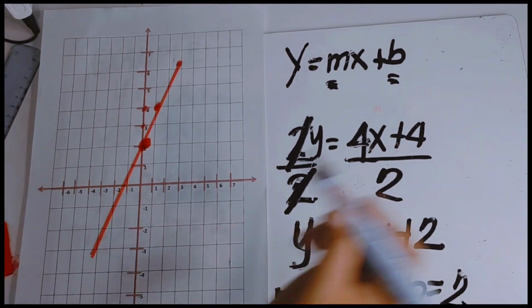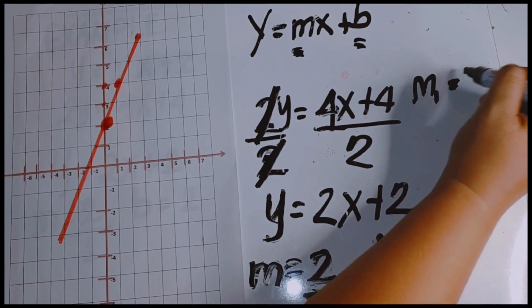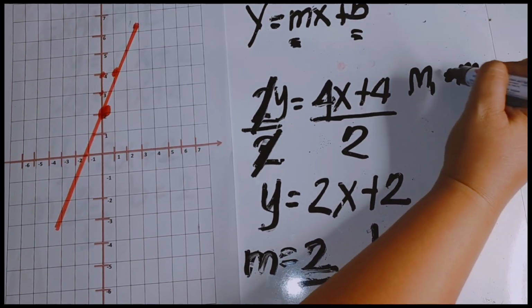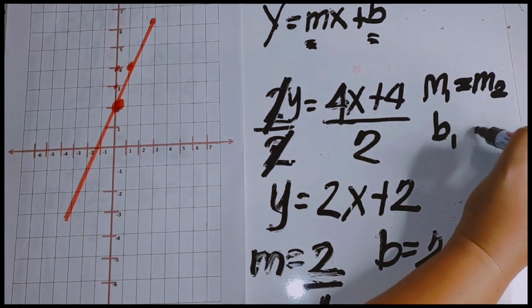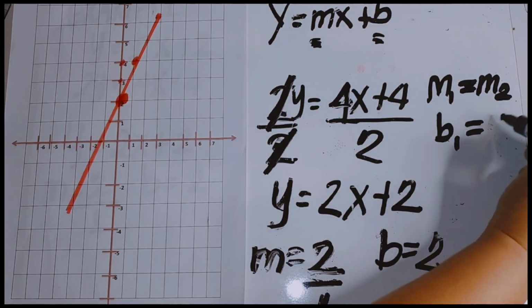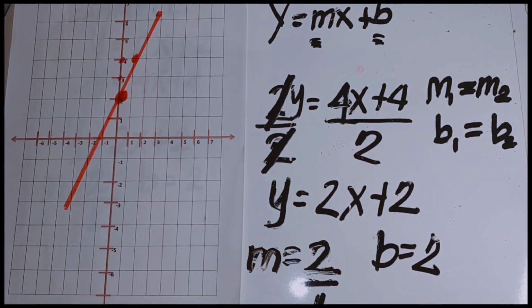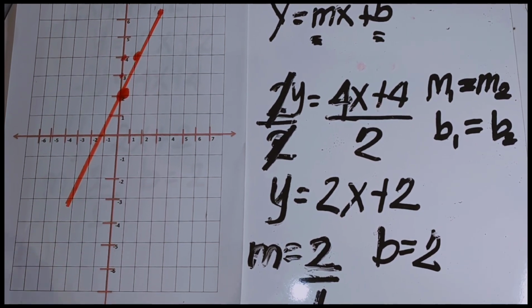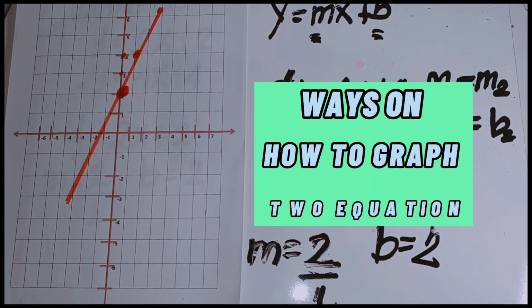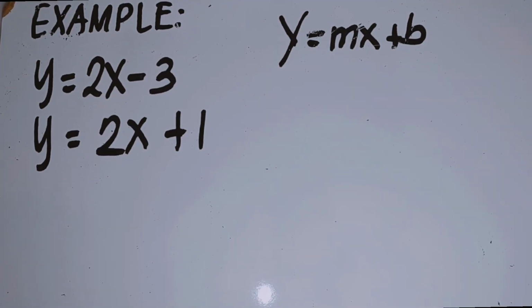So, ibig sabihin, sa dalawang equation, ang m sub 1 is equal to m sub 2 and the y-intercept sub 1 is also equal to y-intercept sub 2. So, ayun ang paraan kung paano mag-graph ng dalawang equation. Okay, so let us try another example.